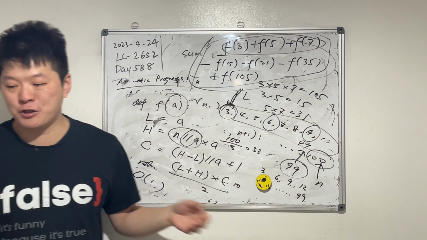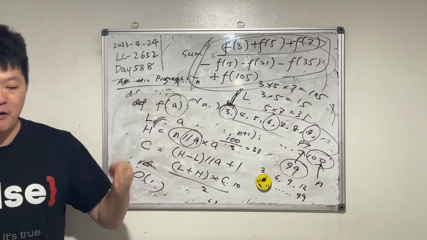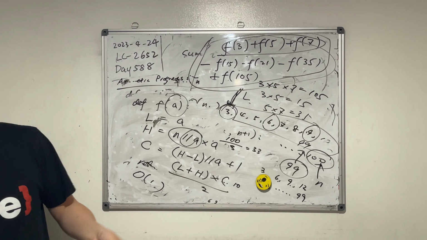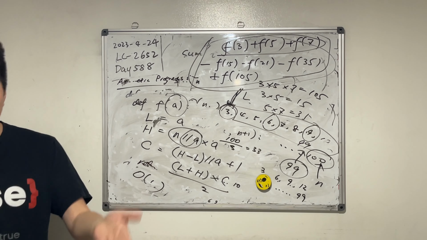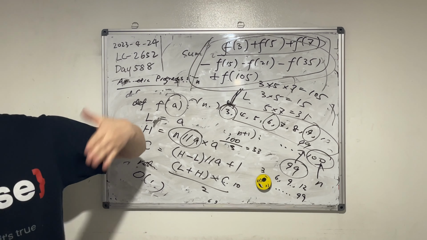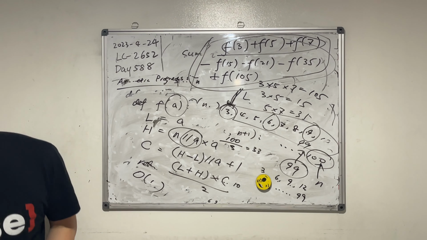Let's say 100. We just check from 3, 4, 5, 6, up to 100. Which number is divisible by 3, 5, or 7? If it is, then we add it to the sum. Because it takes n iterations, roughly. Does it make sense?